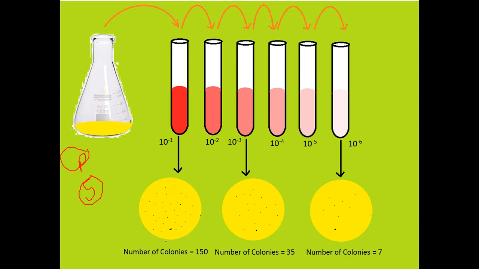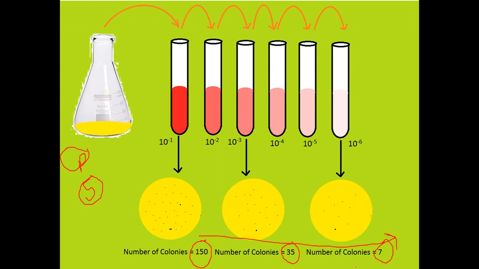Here the number of colonies from the first test tube is 150, from the third test tube the number of colonies is 35, and from the last, the sixth test tube, the number of colonies is 7. So you can see the decreasing number of colonies. The decreasing number of colonies signifies a decreasing number of bacteria according to the dilution, because we have diluted the concentration of the sample, and during the dilution the number of bacteria will also be less.